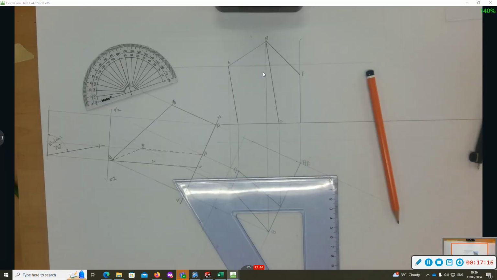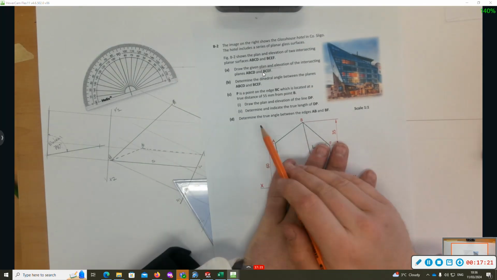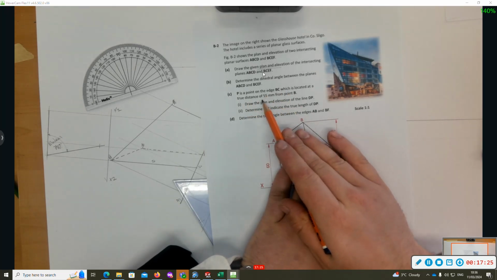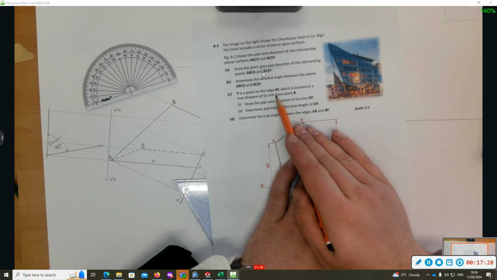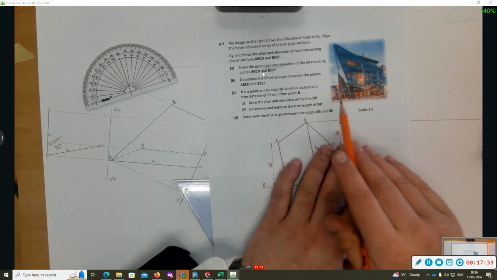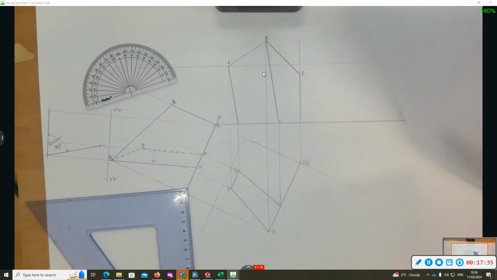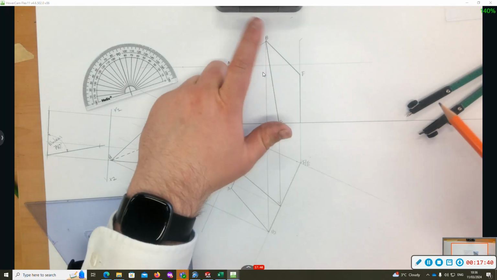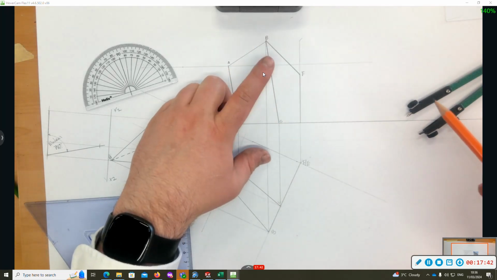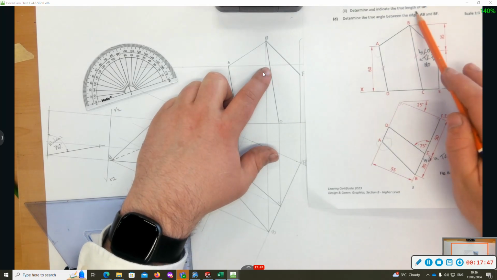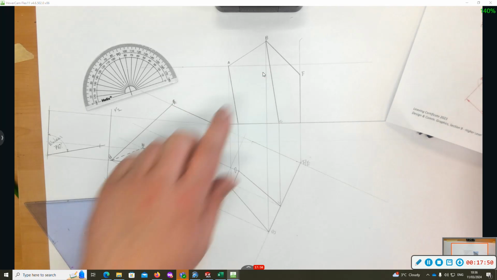Now, part C rather, draw point P, a point on the edge of BC, which is located at a true distance of 55 from point B. Draw the plan and elevation of line DP, determine and indicate the true length of line DP. Right, line BC is not a true length in elevation or plan, so we can only apply this 55 millimeters for point P when we see the true length of line BC.